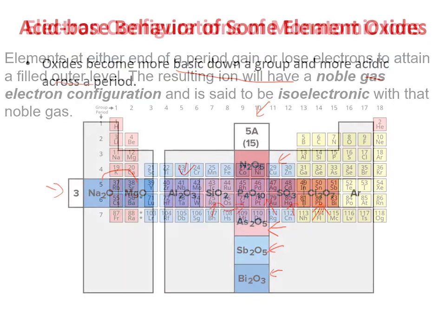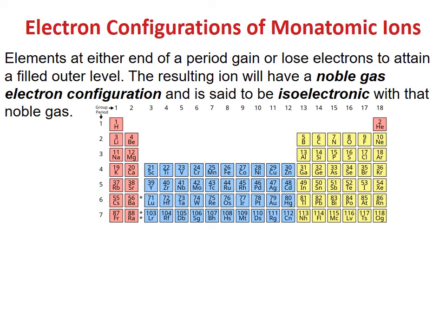On the periodic table, elements on the left side tend to lose electrons, and the elements on the right side tend to gain electrons, so that they attain a filled outer level. The resulting ion will have a noble gas electron configuration and is said to be isoelectronic with the noble gas.